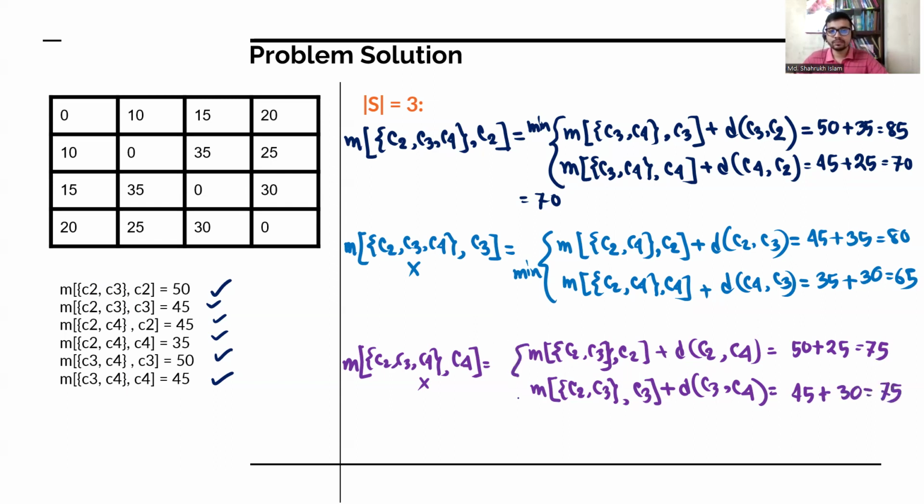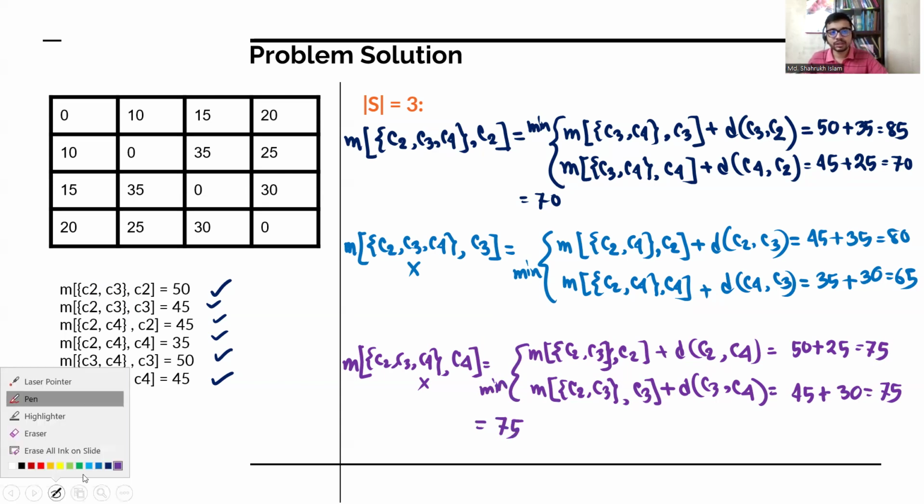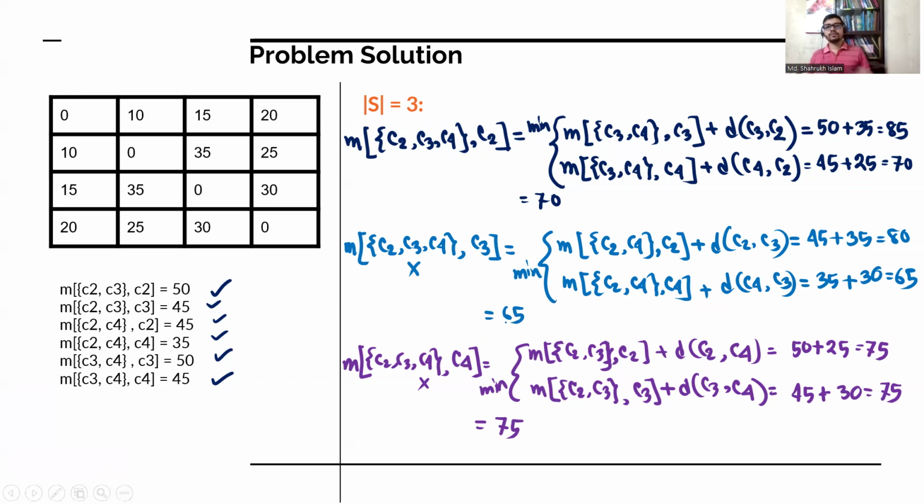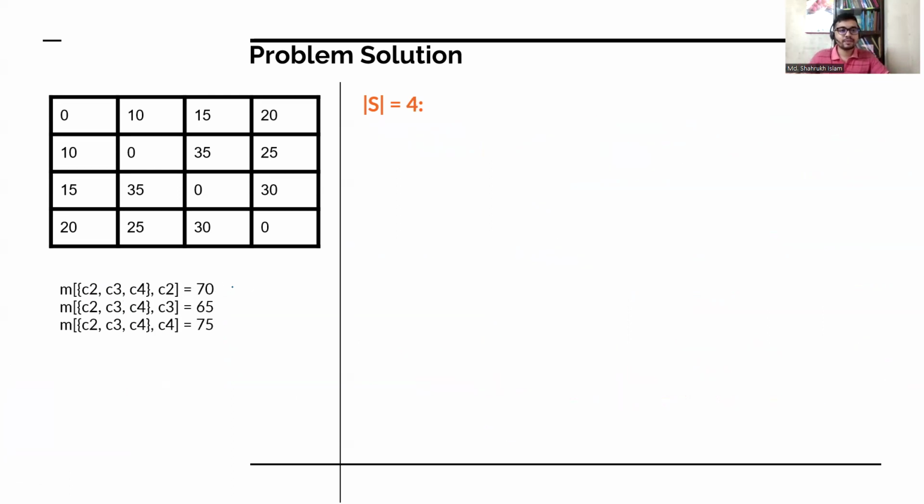We have to take the minimum from here. We also take the minimum from here. Let's write it here. This is 75. And what was the color? This was blue. And this was the 65. We obviously will try to solve it with minimum values, because this is a minimization problem. So what are the values of this? This is 70, 65, and 75. Let's write it here.